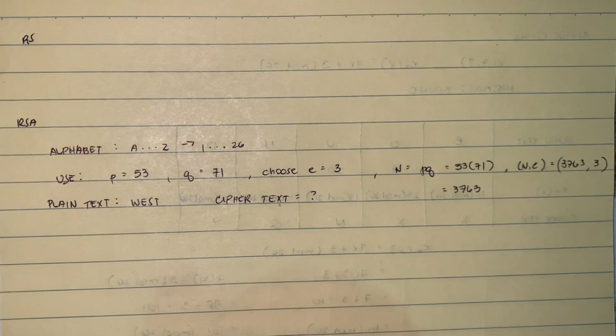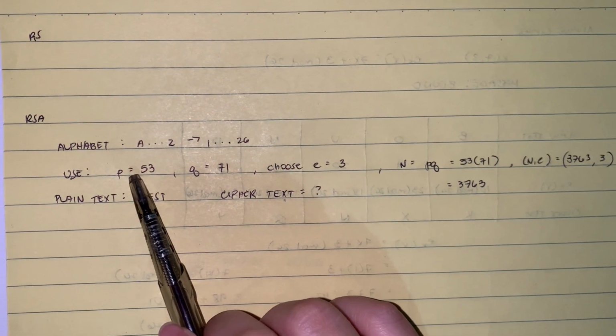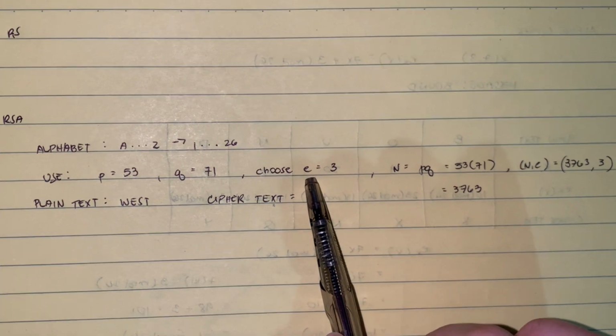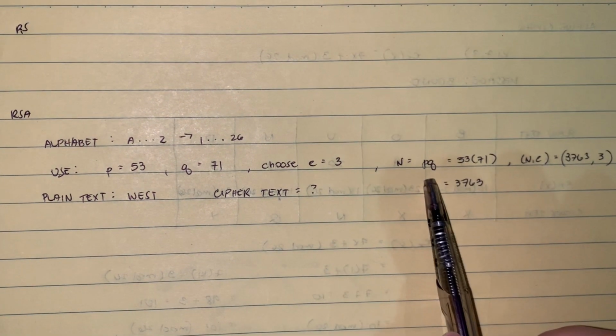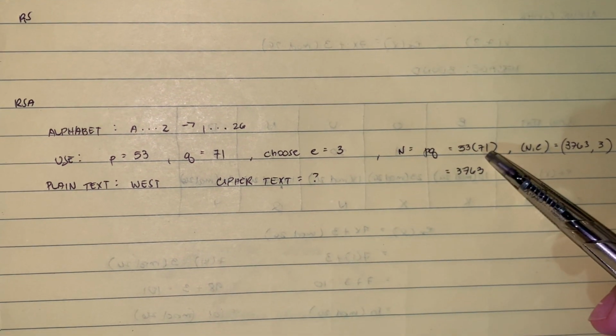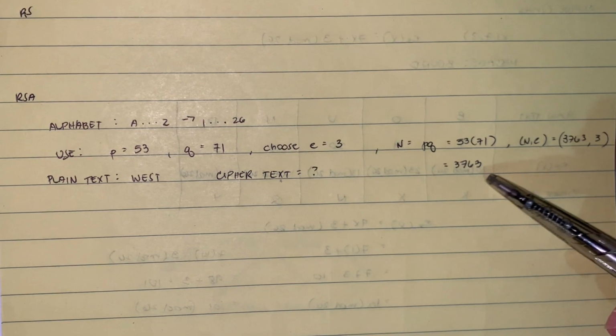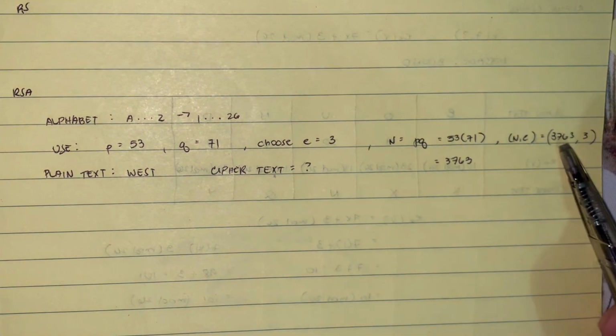Our selected two prime numbers are P, which is equal to 53, and Q, which is equal to 71, where we choose our exponent or E to be equal to 3. Now, to generate our public key, or N and E, we must first solve for N, which can be done by multiplying our P and Q. So we have N is equal to PQ, which is equal to 53, which is P, multiplied by Q, which is 71, which will then be equal to 3,763. Now we have our public key of N as 3,763 and E as 3.